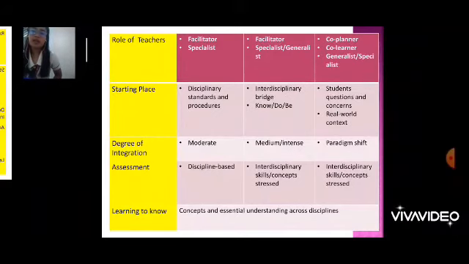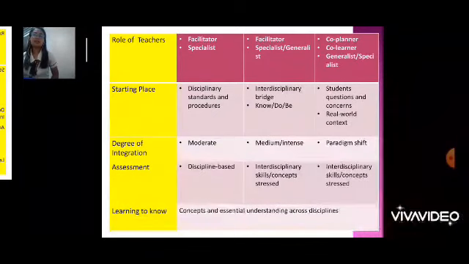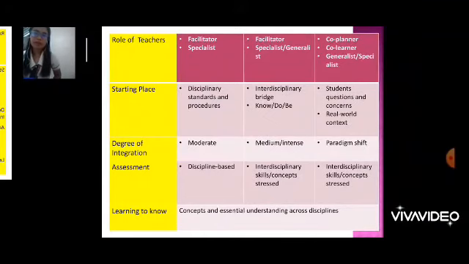So starting place of disciplinary standards and procedures. There is an implementation of disciplines and ways or procedures on how to guide their learners to properly address the curriculum. Then interdisciplinary bridge and know, do, and be. So what does know, do, and be mean? Know means what is most important for students to know, while do is what is most important for students to be able to do, and be is what kind of person our students want to be in the near future.